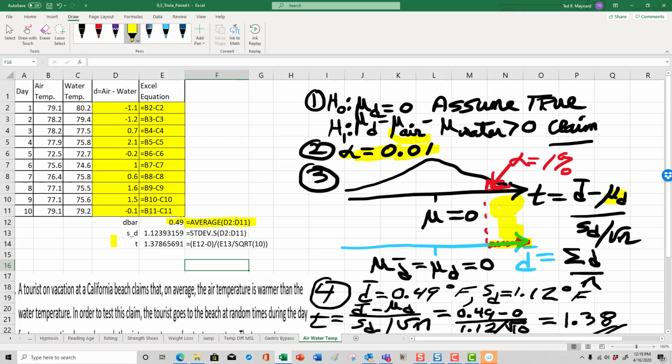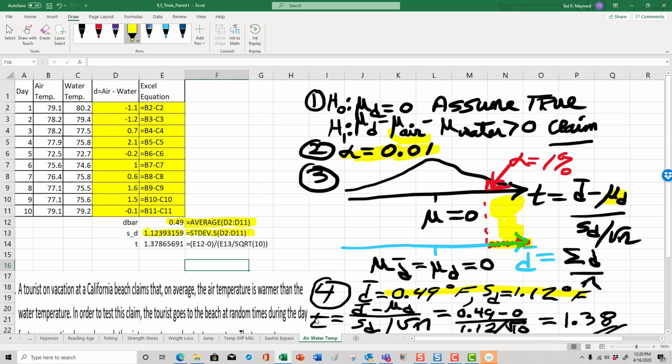We get that the sample standard deviation of the D's is 1.12 degrees Fahrenheit rounded. And here is the Excel formula that does that. Written out, we see this. This is the same thing.